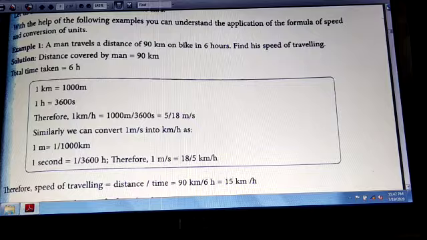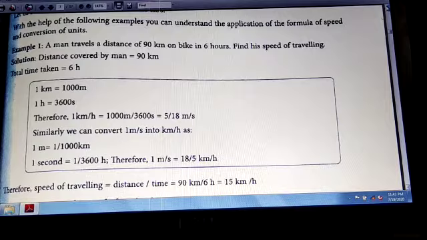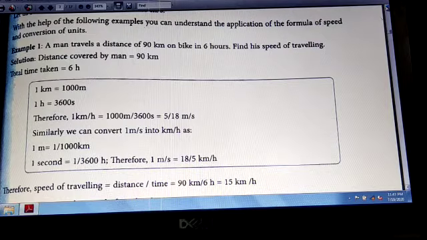So 1 kilometer per hour is equal to 5 by 18. Instead of doing this calculation, you should remember that when you have to convert from kilometer per hour to meter per second, just multiply the given amount into 5 by 18.